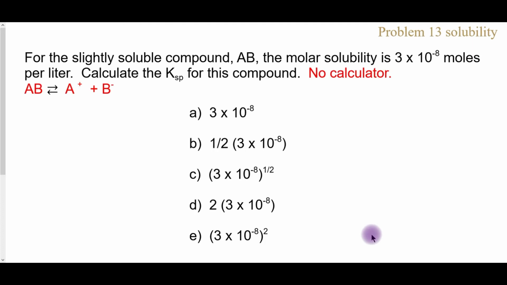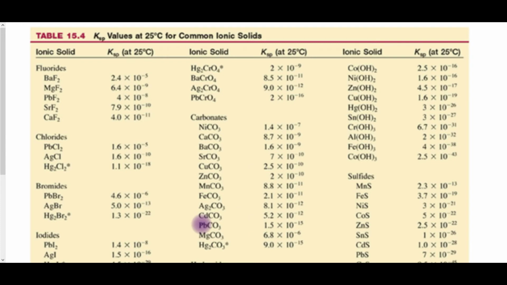Try this problem. Molar solubility is given, and AB will separate into A cations and B anions. I have a 1-to-1 ratio, so the KSP will be the molar solubility of A multiplied by the molar solubility of B, and E is the correct answer. Here's what a table of solubility product constant values looks like.